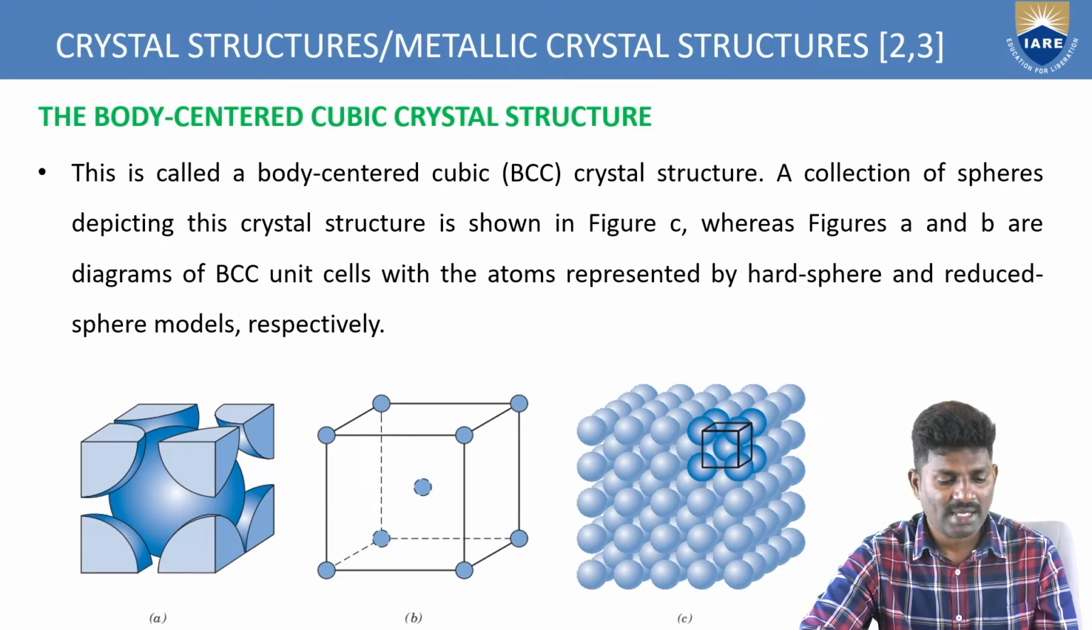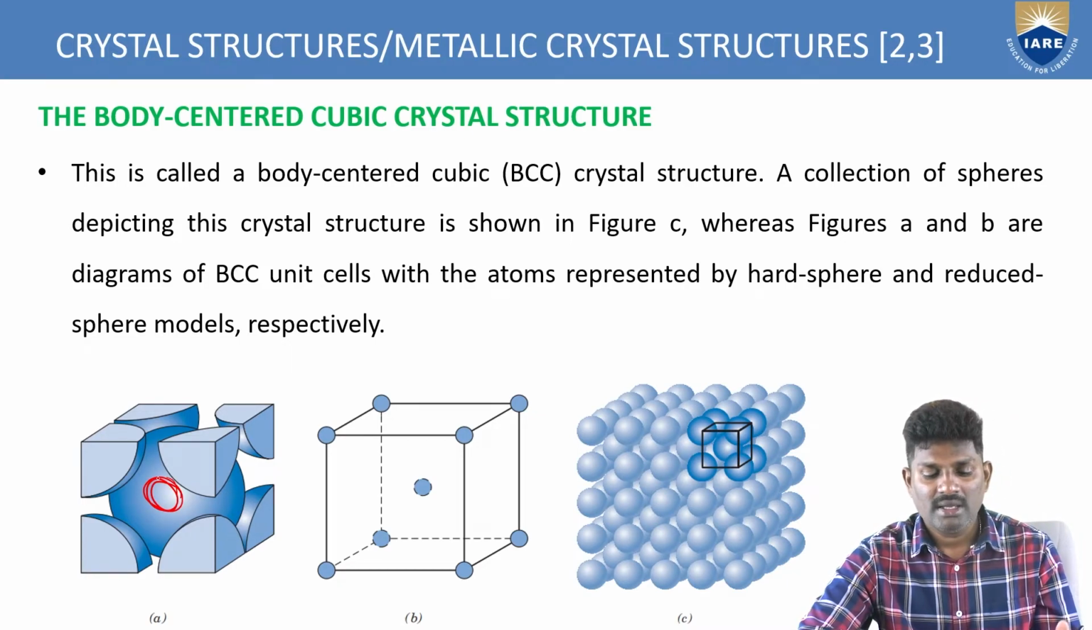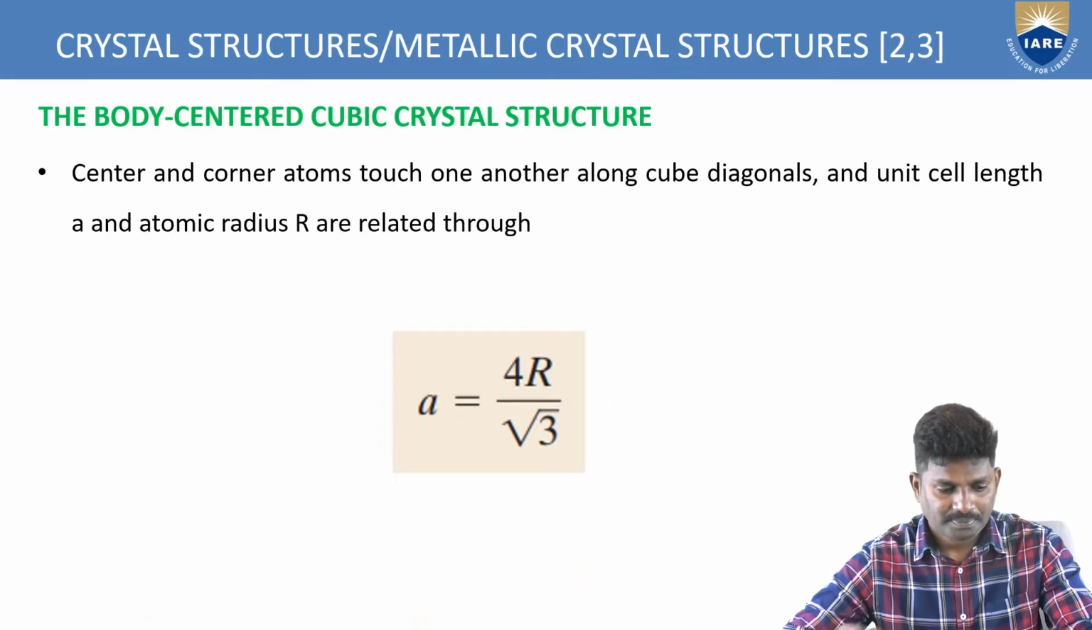Figures A and B show the BCC unit cell. So body centered. So this is the body, and the body is centered for the hard sphere. That's why it is called the body centered cubic structure.